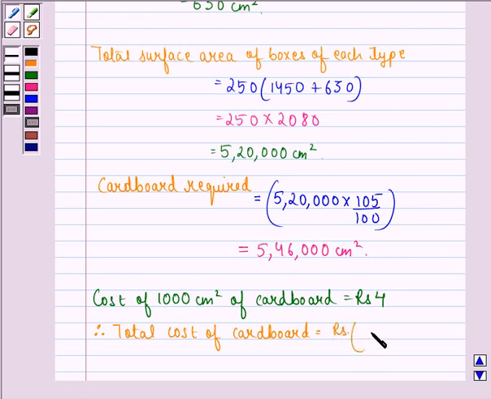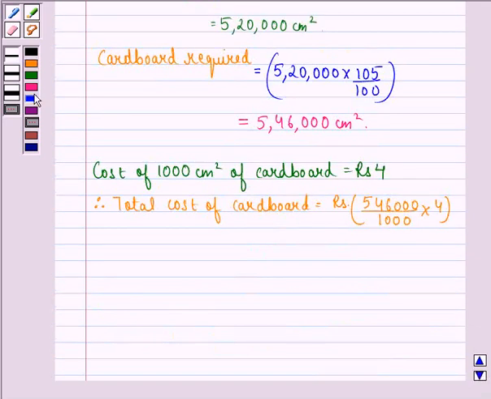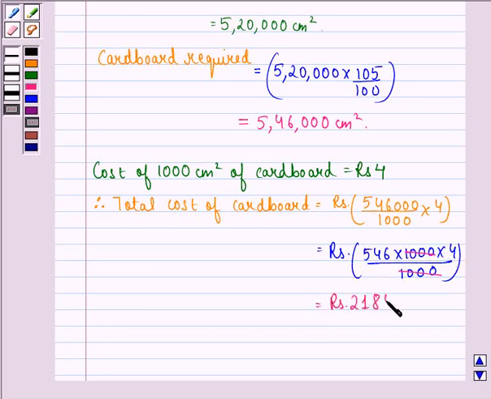rupees 5,46,000 divided by 1,000 into 4, and that is equal to, now we see that this can be written as rupees 546 into 1,000 into 4 divided by 1,000. Now cancelling 1,000 from numerator and denominator, we have rupees 546 into 4, that is rupees 2,184. So our answer to this question is rupees 2,184.